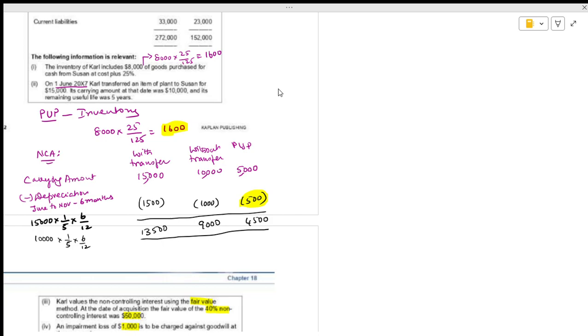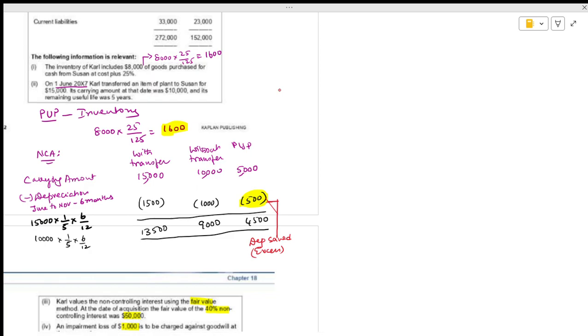We are calculating depreciation not on 15,000, we are calculating depreciation on 10,000. This 500 is the depreciation saved, the excess depreciation. It is a transfer from one company to another company.